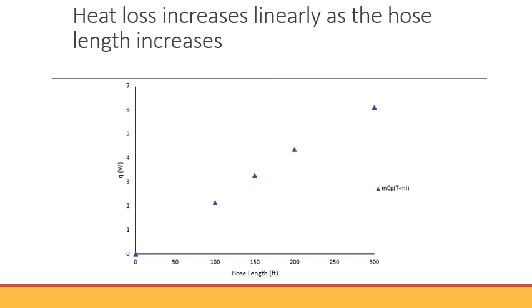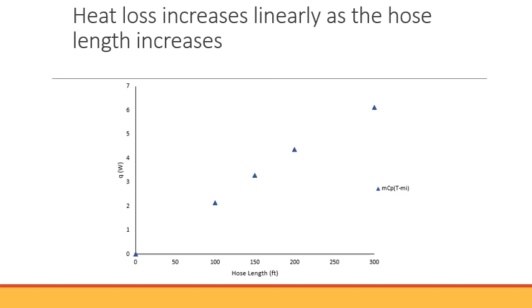Calculating all of the Q values at hose lengths of 100 feet, 150, 200, and 300 feet, this shows that as the length of the hose increases, the energy loss due to heat transfer, Q, also increases. The values of the heat transfer starting at 100 feet and increasing are 2.14 watts, 3.27, 4.37, and 6.12 watts.